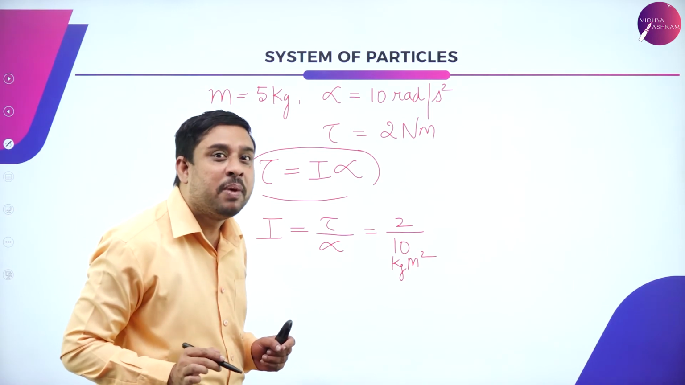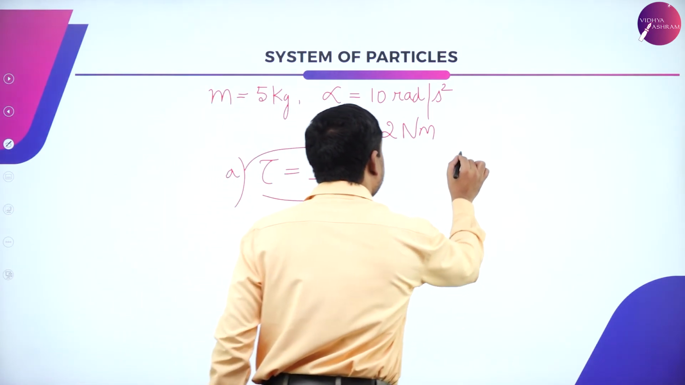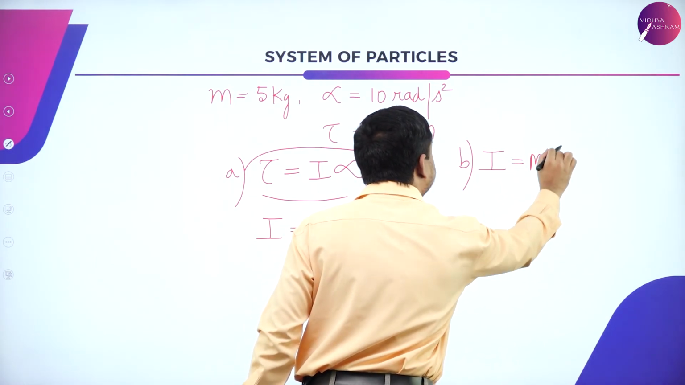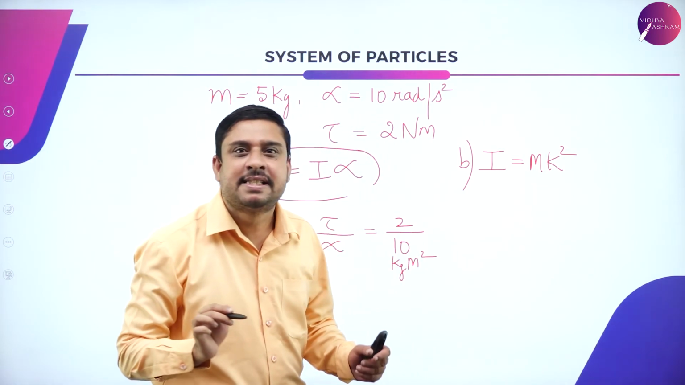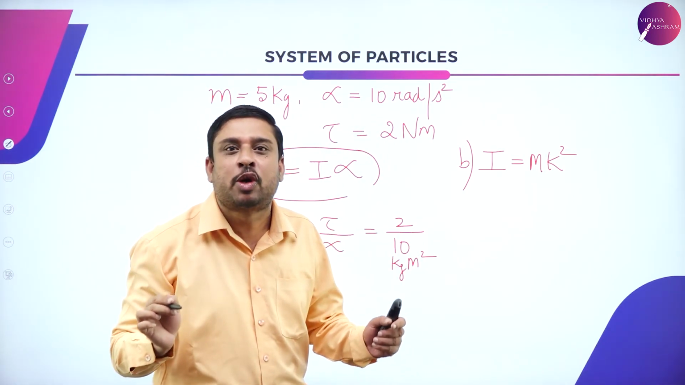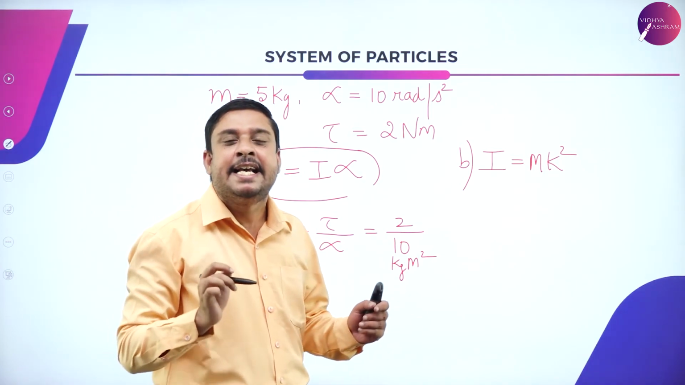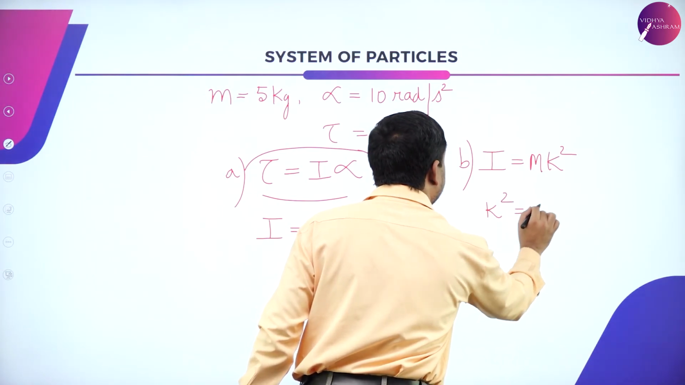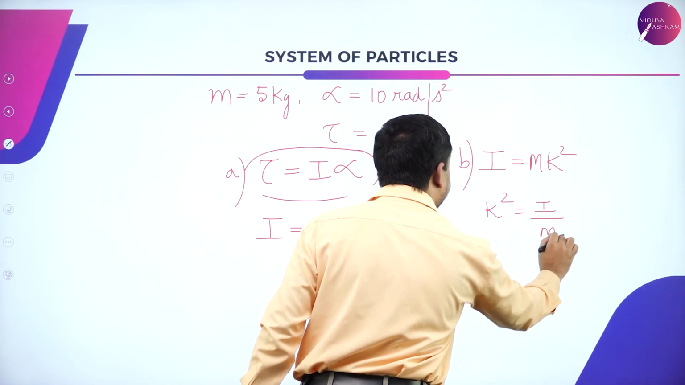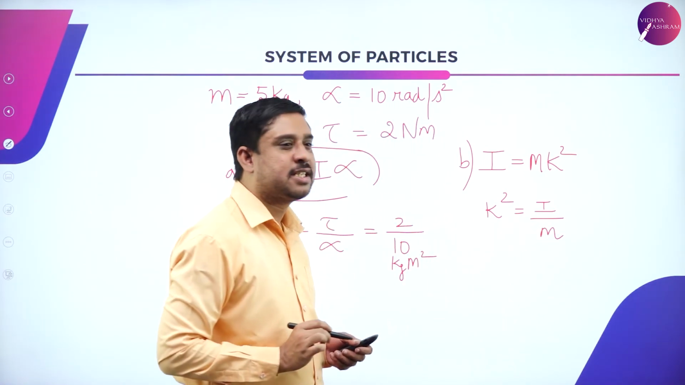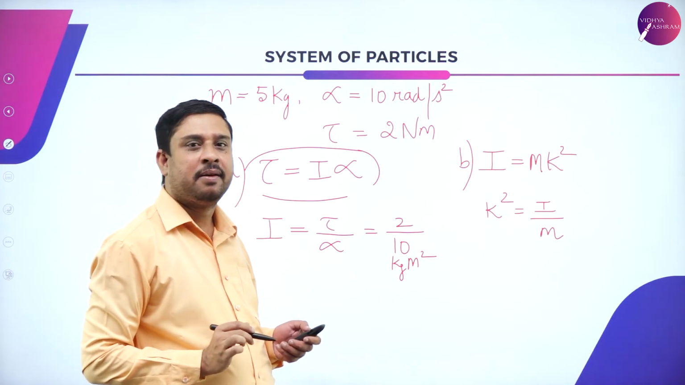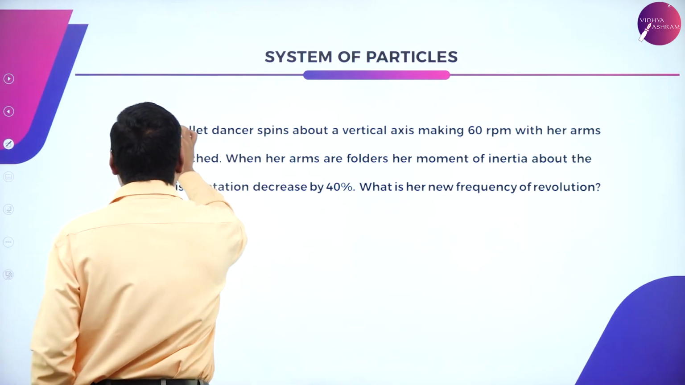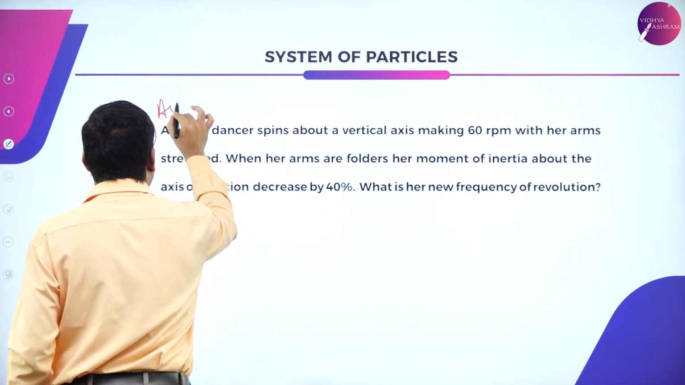I want the radius of gyration. So I is m k square. I was mr square; when it comes to radius of gyration, r is replaced by k. So k square is I divided by m. Take the root, you get the radius of gyration. And the same way, the last problem will be your assignment.